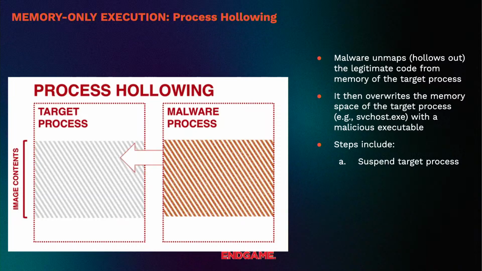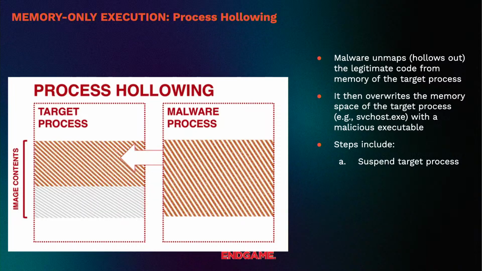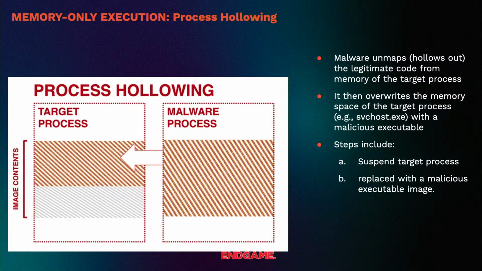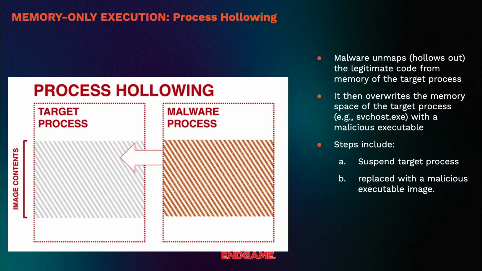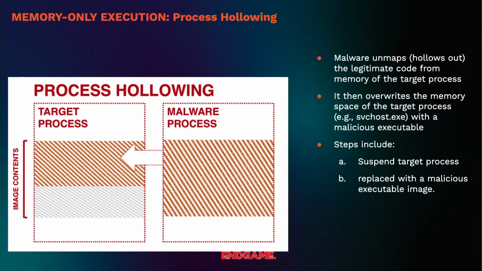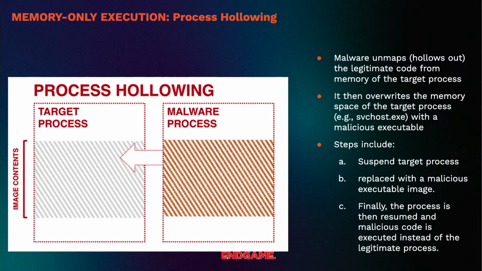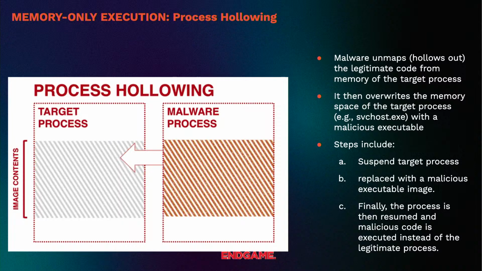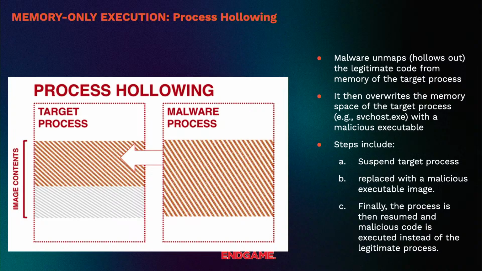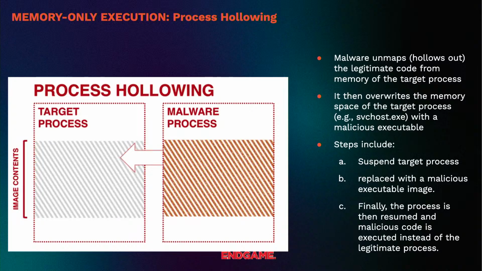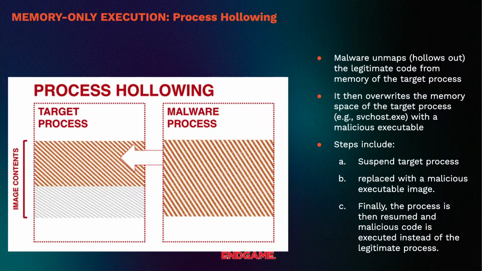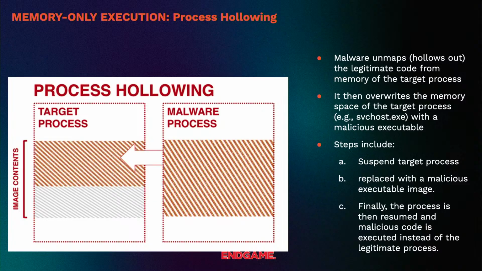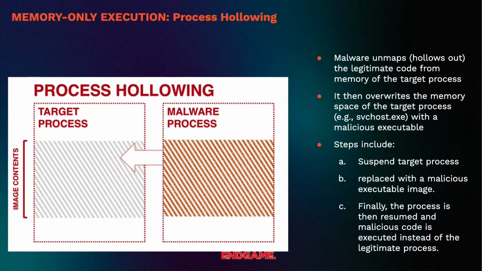So what happens is the attacker will suspend the target process, and then secondly, it will replace that with a malicious executable image. So the actual process with allocated memory has been suspended, and then you replace the executable image, and finally, the process is resumed. Now, when a legitimate process is resumed, it just continues executing in the context of the memory that was allocated to it. But then when it resumes, it's executing the payload that the attacker planted into the context of that process. Make sense? Okay. All right.